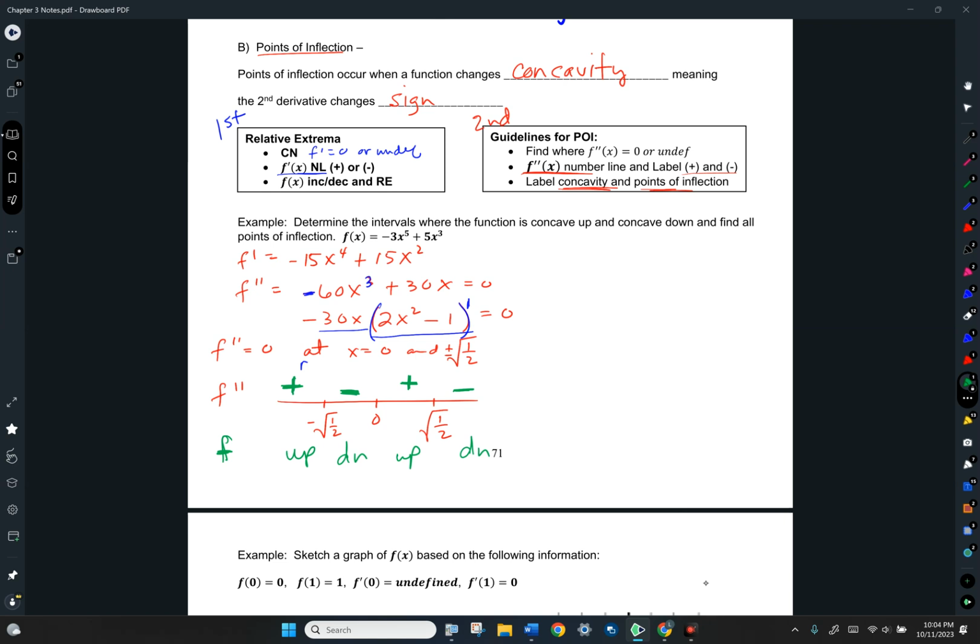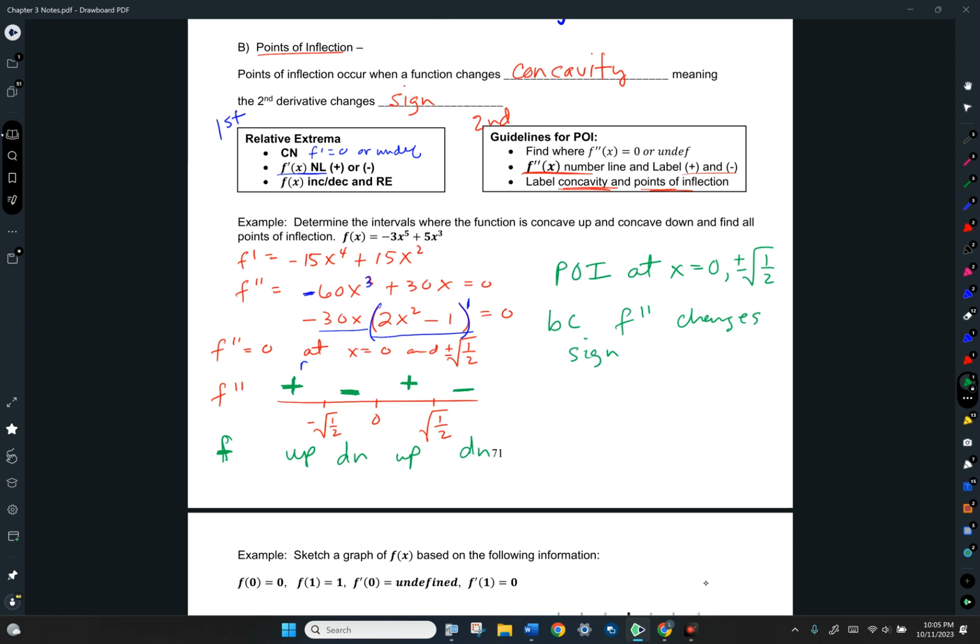Okay? And so I'm going to have points of inflection at x equals, well, doesn't the second derivative change sign at all of those? So at x equals 0 and plus or minus square root of 1/2. Again, if I was writing this formally on a test, I would say because the second derivative changes sign. You don't want to just say changes from positive to negative because only some of them are changing positive to negative. Other ones are changing negative to positive. So it's okay to say it generically and just say changes sign.